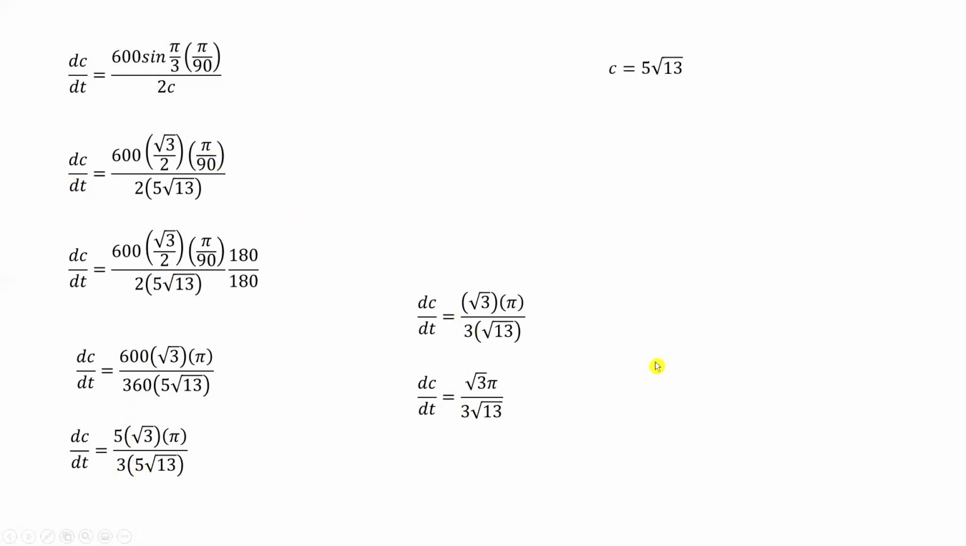We always answer in words. Change in the side length. I believe the side length was measured in meters. Time was measured in seconds. So the third side is increasing at root 3 pi over 3 root 13 meters per second. Increasing because it's positive. And that should make sense. If you were looking at the triangle and the angle was getting bigger, then the side between them will also be getting bigger.